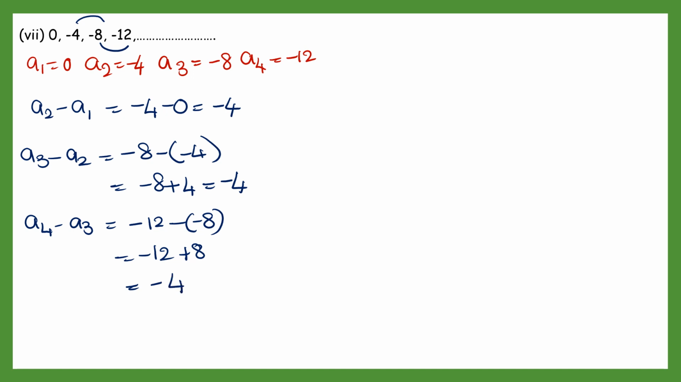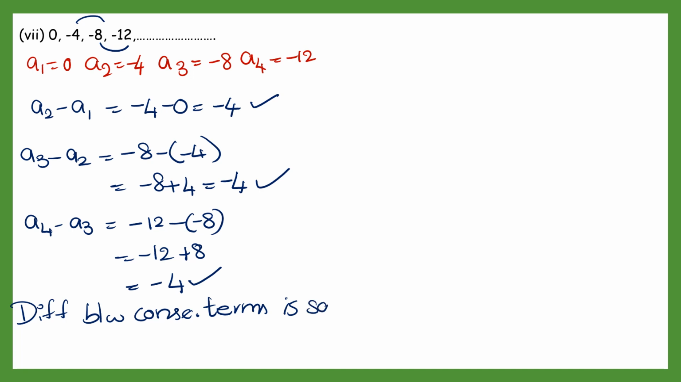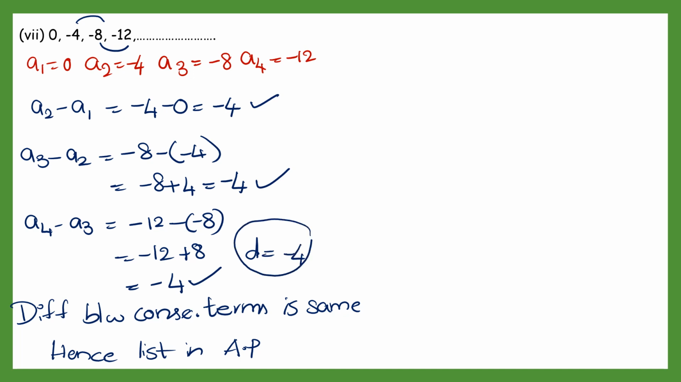So, the difference between consecutive terms is minus 4 every time. So, the difference between consecutive terms is same. Hence, the list is in arithmetic progression. What is the common difference we got? We got common difference d as minus 4.